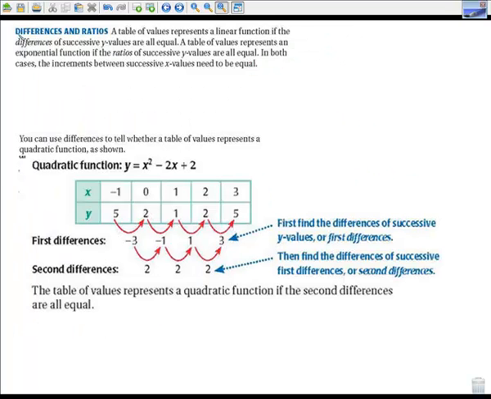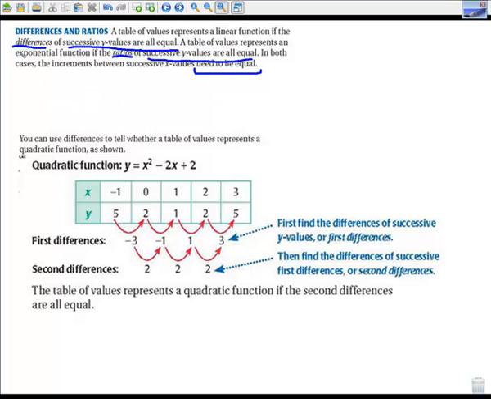Next, here I want to go over this explanation of differences and ratios. A table of values represents a linear function if the differences of the successive y values are all equal. A table of values represents an exponential function if the ratios of successive y values are all equal. In both cases, the increments between successive x values need to be equal, so that's very important. And we'll look at that in just a minute.